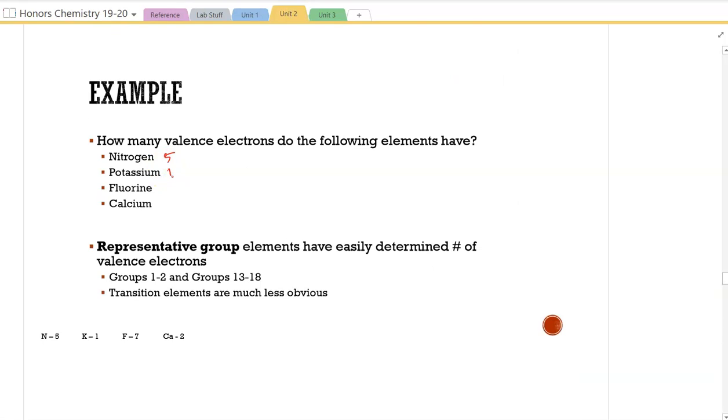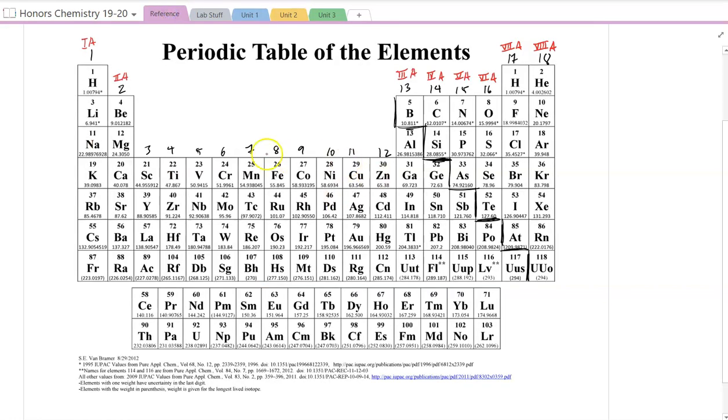A new term here: representative group elements. These are elements that are in groups 1 and 2, and in groups 13 through 18. These are ones that have very easily determined numbers of valence electrons, whereas transition elements, the ones in the middle of your periodic table here, tend to be a little bit less obvious. Same thing with down here. But the ones in groups 1 and 2, and in groups 13 through 18, are going to be a little bit more obvious to know.